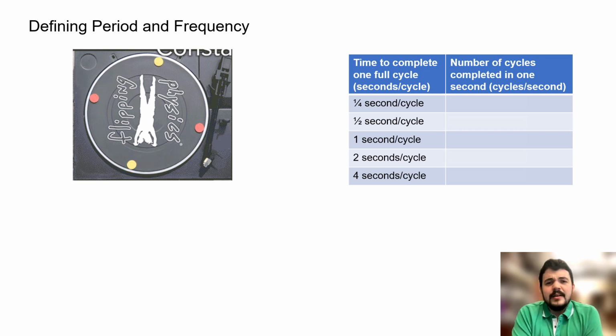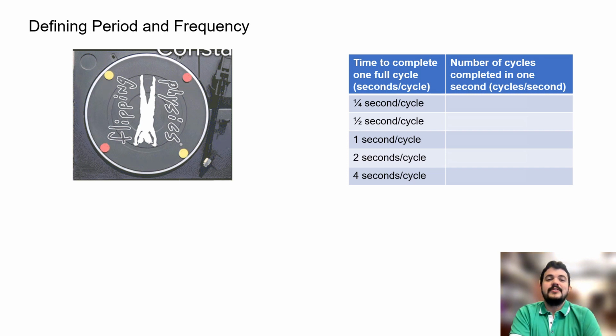And what I'd like you to think about then is if we know how much time one full cycle takes, which is what the left column says, can we fill in the right column, which is how many cycles do we complete in 1 full second, measured in units of cycles per second. So I'll give you a moment to think about that for yourself first. Maybe pause the video. How would you fill in the right side of the column? Think about it, and then I'll start answering that question in 3, 2, 1.